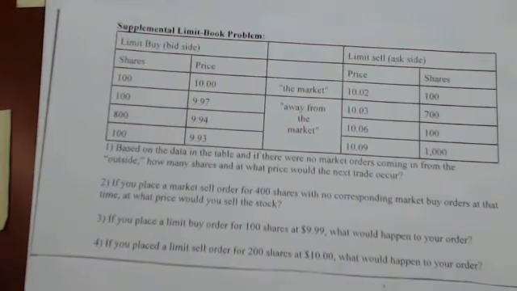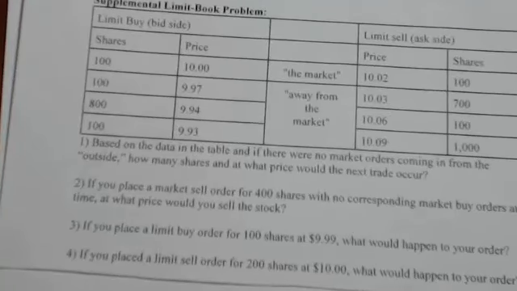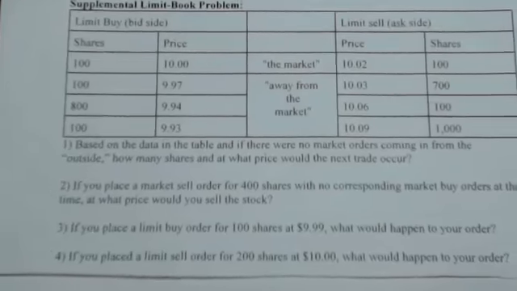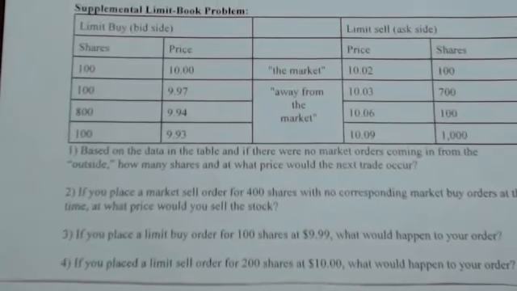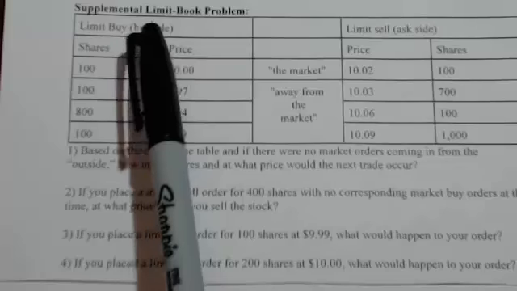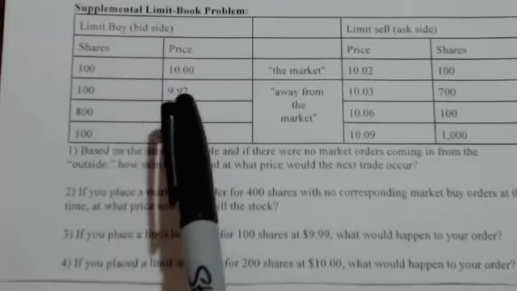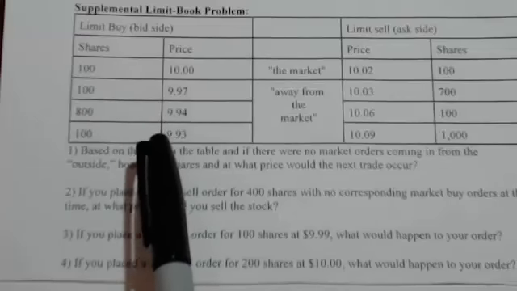Let's see if I can zoom in a little bit more on it. There we go, right there. So here's a limit order book. I just made up the problem. And what you see here is, on the left, a number of limit buy orders, the bid side. These are people willing to buy shares at a certain price.